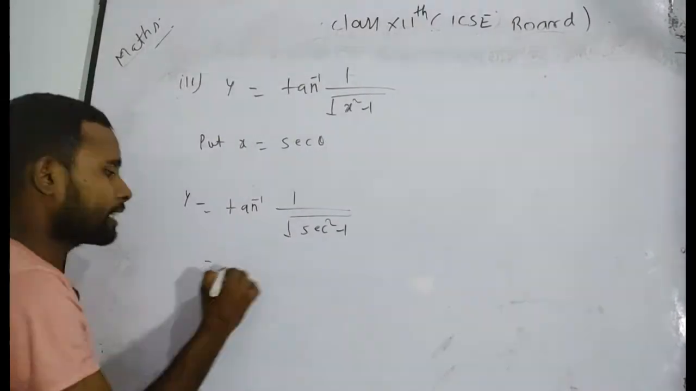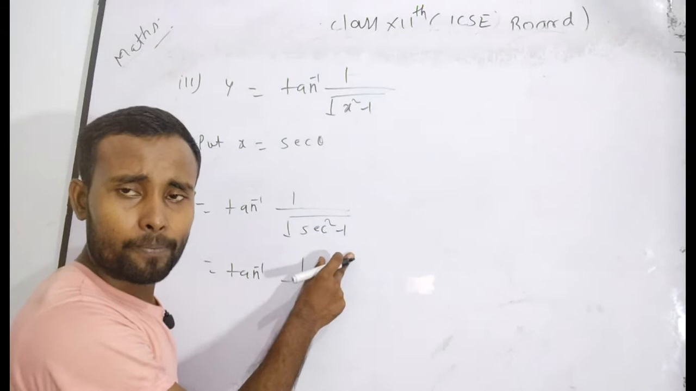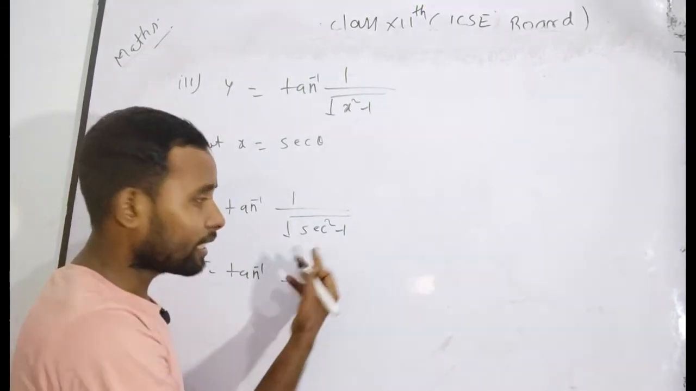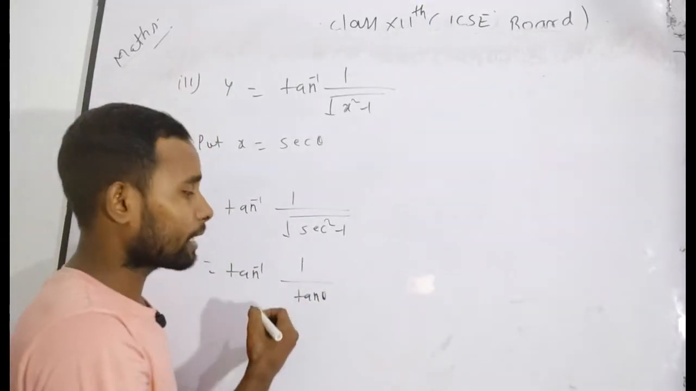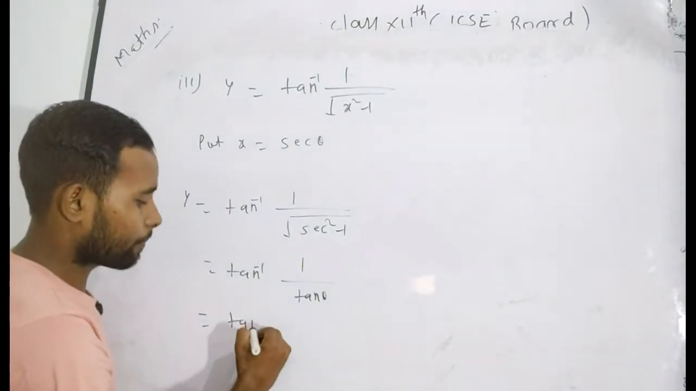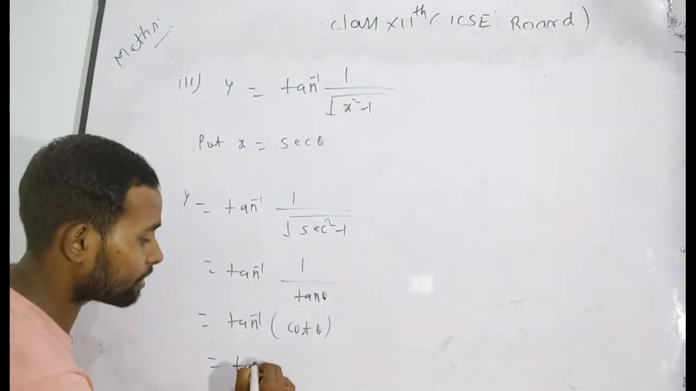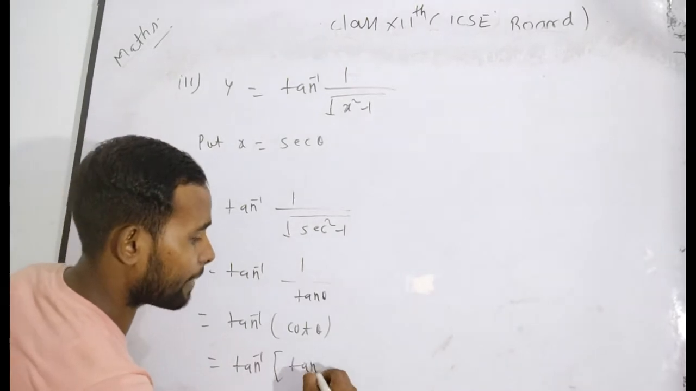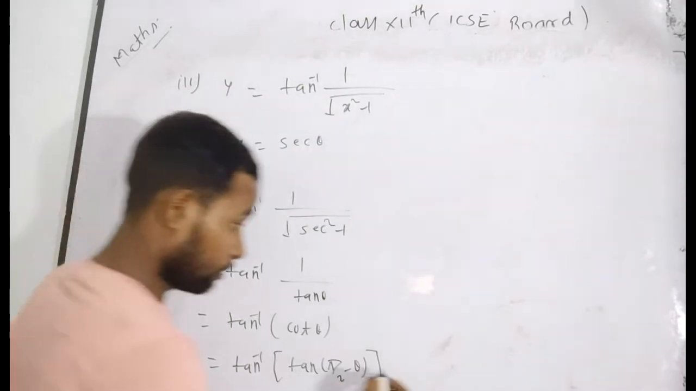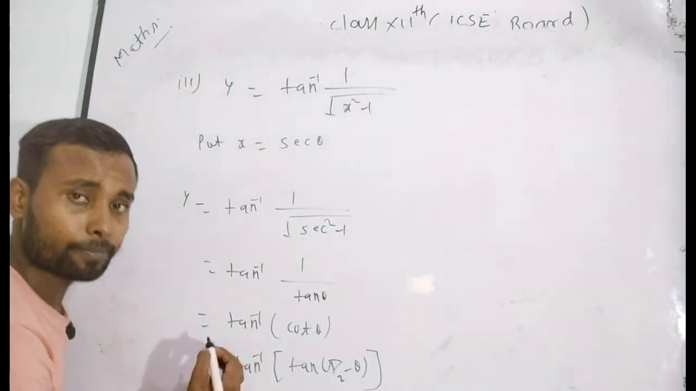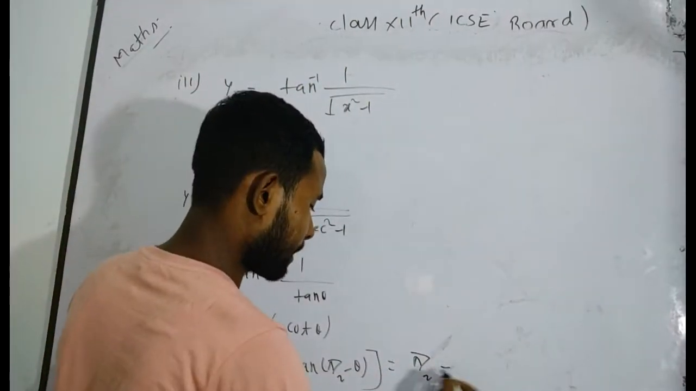And as you know that it will be finally tan inverse 1 upon root under sec square theta minus 1, which will be what? Root under tan square theta. Sorry, tan theta. So can you write here directly 1 upon tan theta? Finally it will be tan inverse 1 upon tan theta, which will be cot theta. After writing in simplified form, you will get tan inverse tan of pi by 2 minus theta. So finally it will be pi by 2 minus theta.